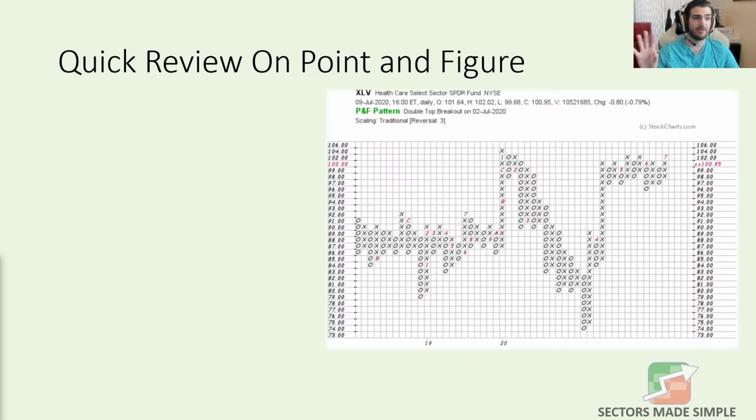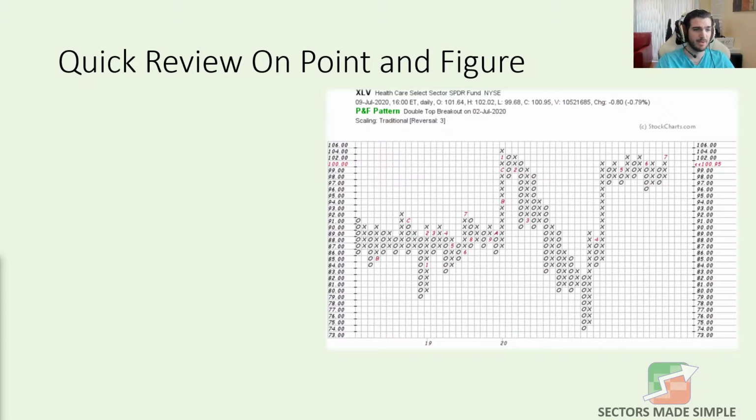Quick review on point and figure, in case you're coming to this and you might already know a bit about candlestick but know nothing about point and figure. I want to quickly talk about the basics of point and figure before we can talk about how candlesticks are different.